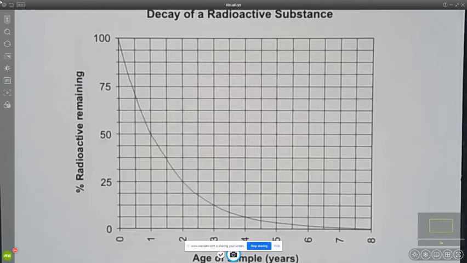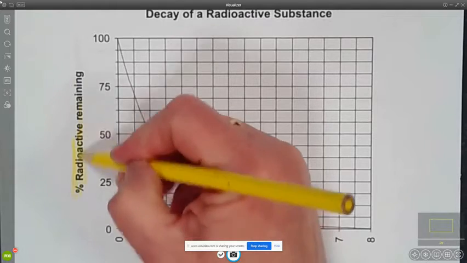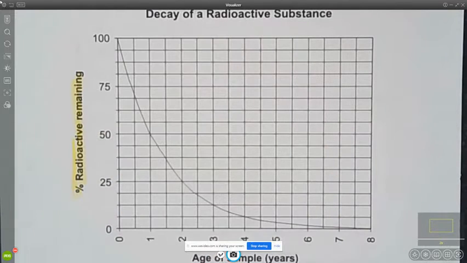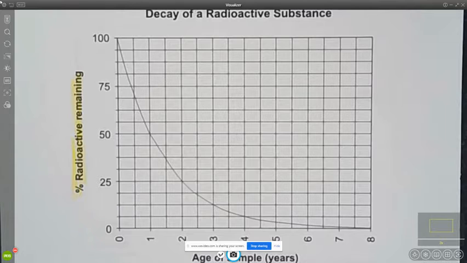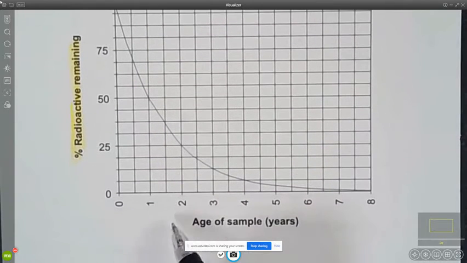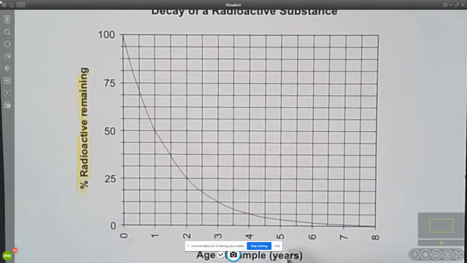It's an exponential curve. Over here, you'll want to pay attention to the labels. This is percent of the radioactive material that's remaining after the sample. In this case, it's years. So how do I read one of these graphs?